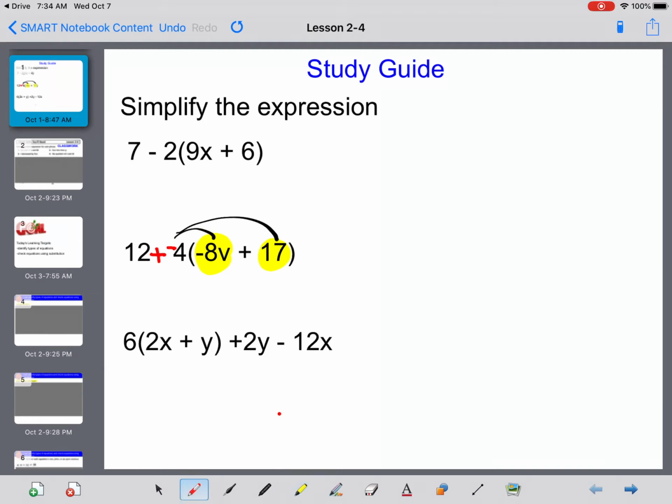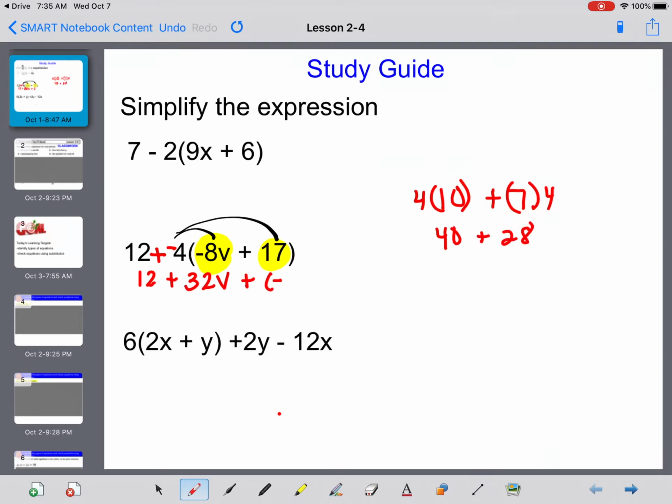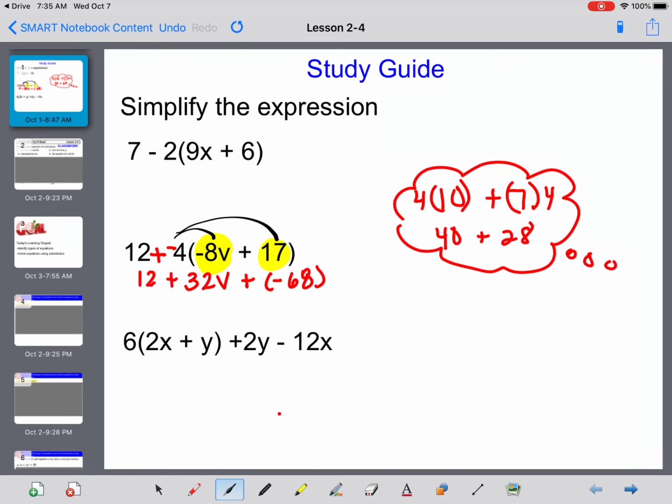So let's do that. And I get 12 plus positive 32v plus, now 17 times negative 4. That's going to be negative. Now, think about this. I could think of 17 as 10 plus 7. So I could take 4 times 10 and get 40, and 4 times 7 and get 28 in your head, and get 68 as your answer if you did this in your little think bubble. All right, so that was using the distributive property.